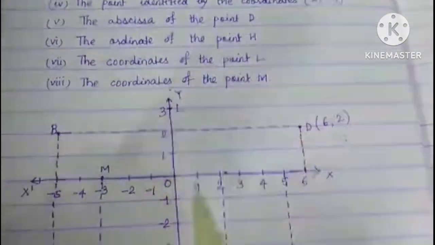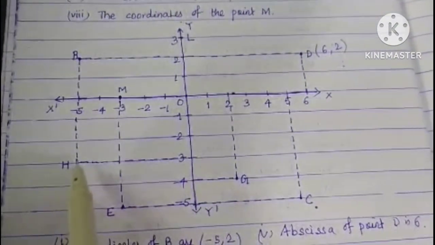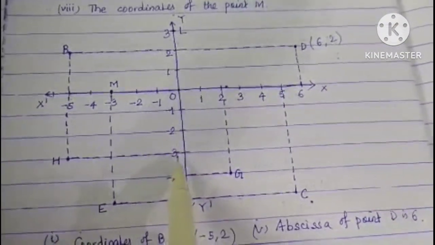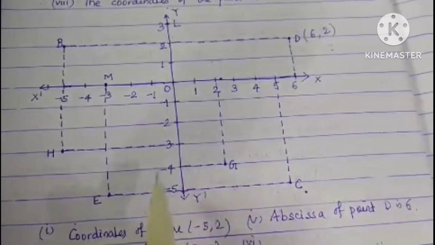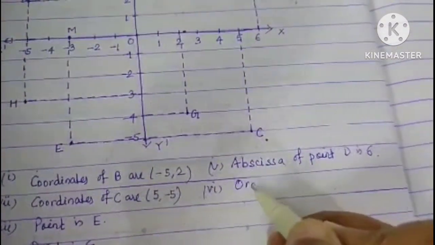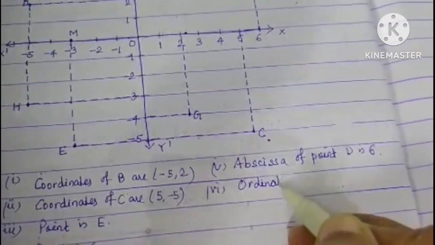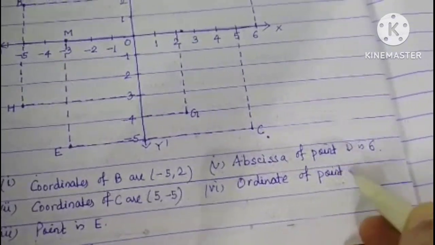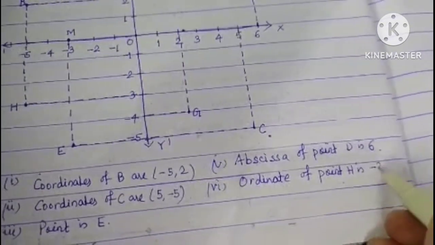The ordinate of the point H. So point H is here. The point is -5 and -3. So ordinate will be -3. Ordinate is the y coordinate. Ordinate of point H is -3.